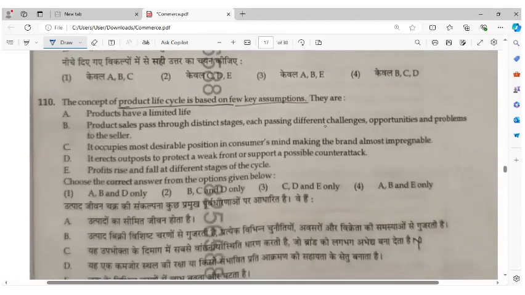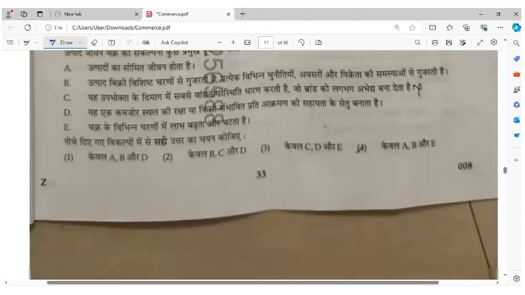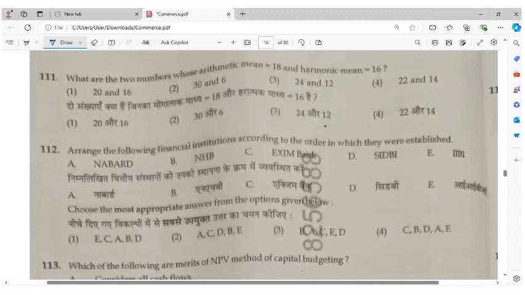Now the concept of the product life cycle is based on a few key assumptions, and these key assumptions are A, B, E. That is A, that products have a limited life. B, the product sales pass through distinct stages, and each poses different challenges and opportunities to the seller. And E, that is the profit rises and falls at different stages of the cycle. So we will discuss in detail in another lecture. Okay, we're just evaluating our answer over here.